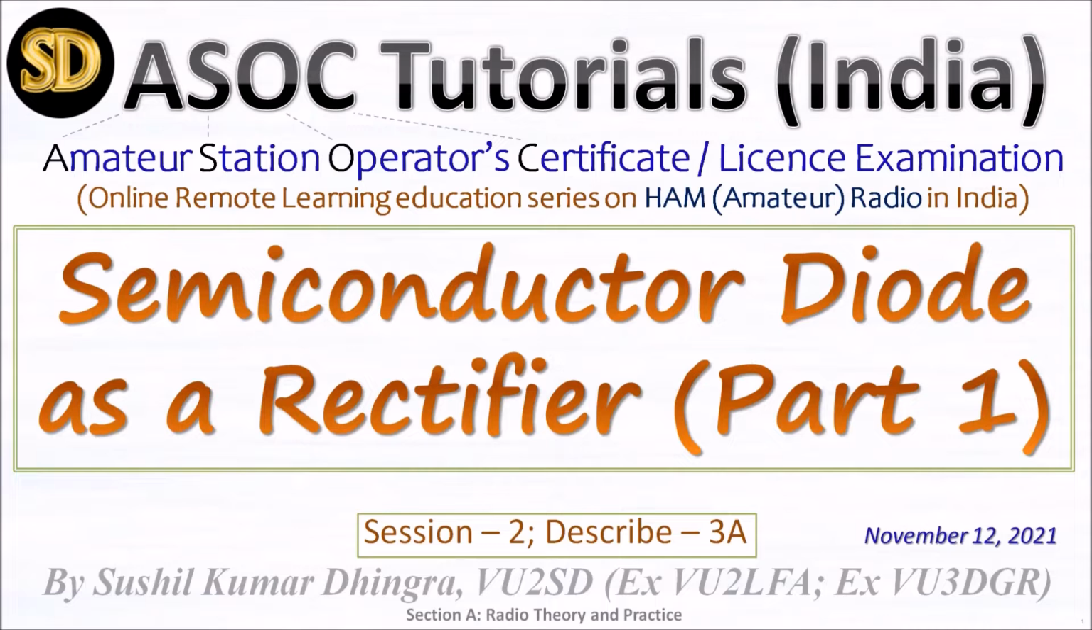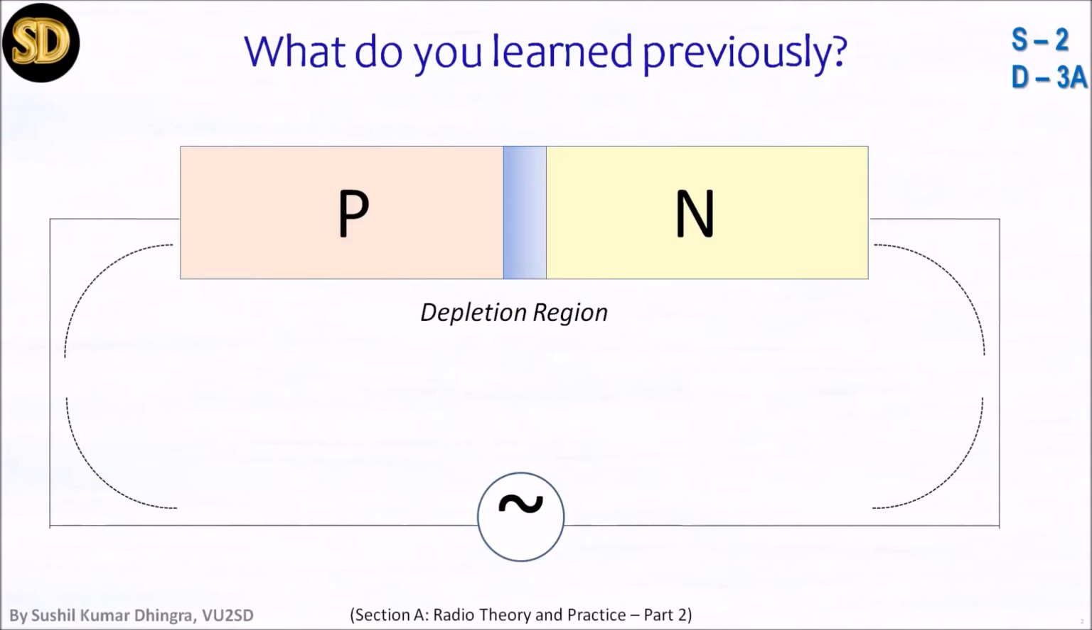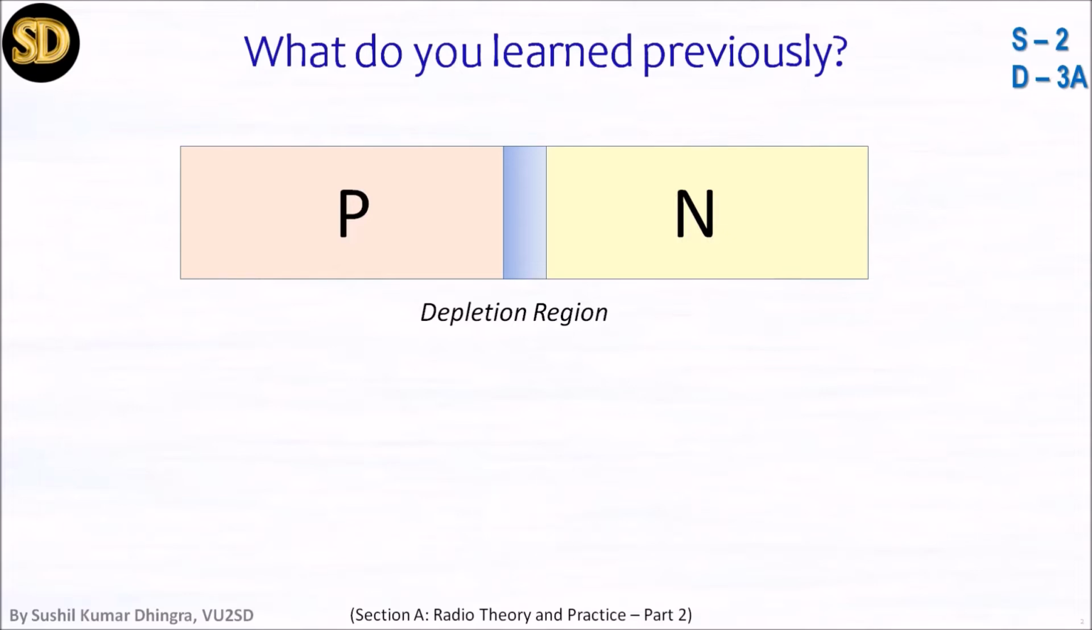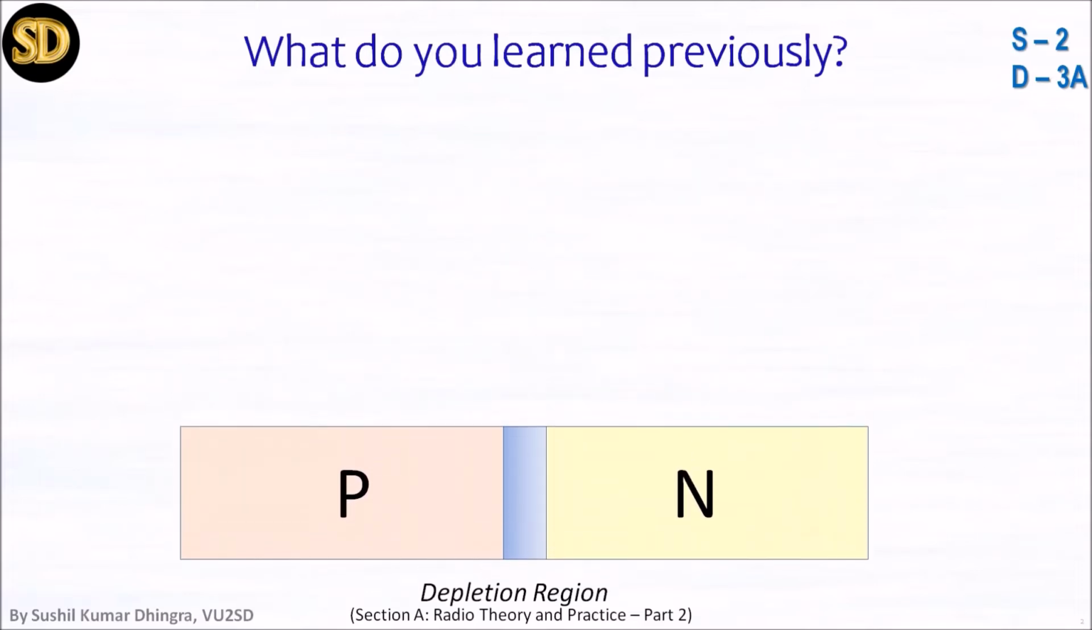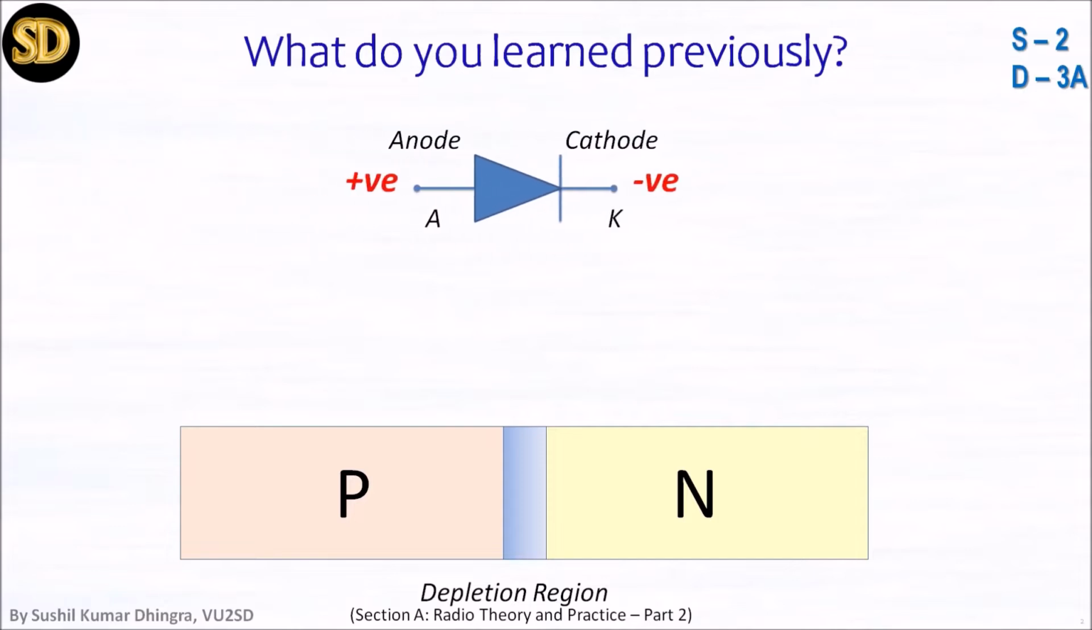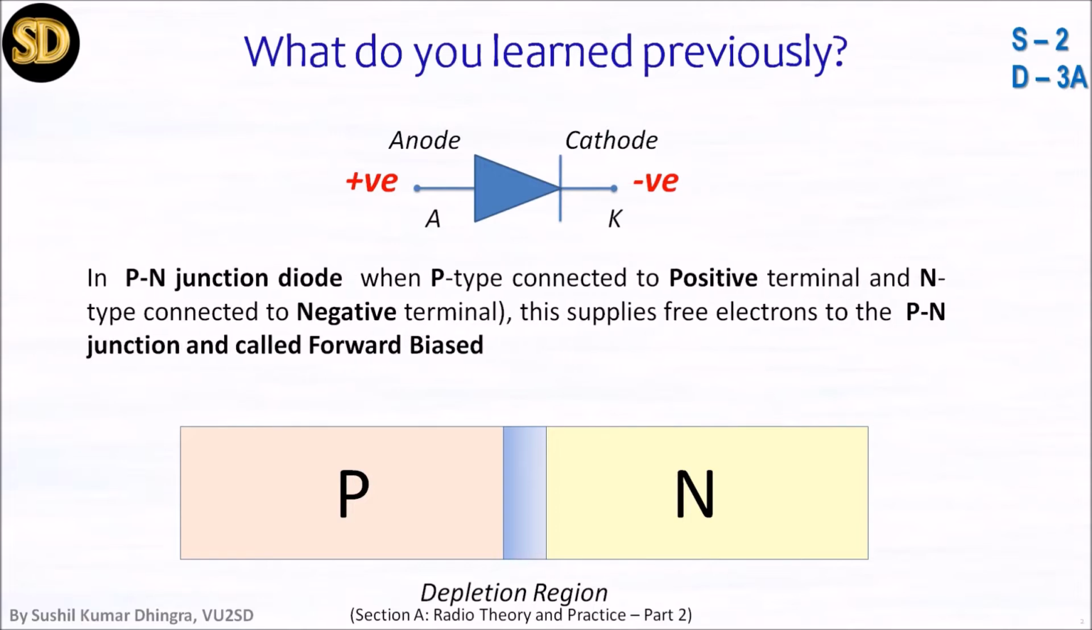Before I go continuously, just remember my previous description. I told you about the PN junction and its behavior. If you see carefully, in this PN junction, when the anode is positive with respect to the cathode, then it conducts, and this is called forward bias. Keep that in your mind.